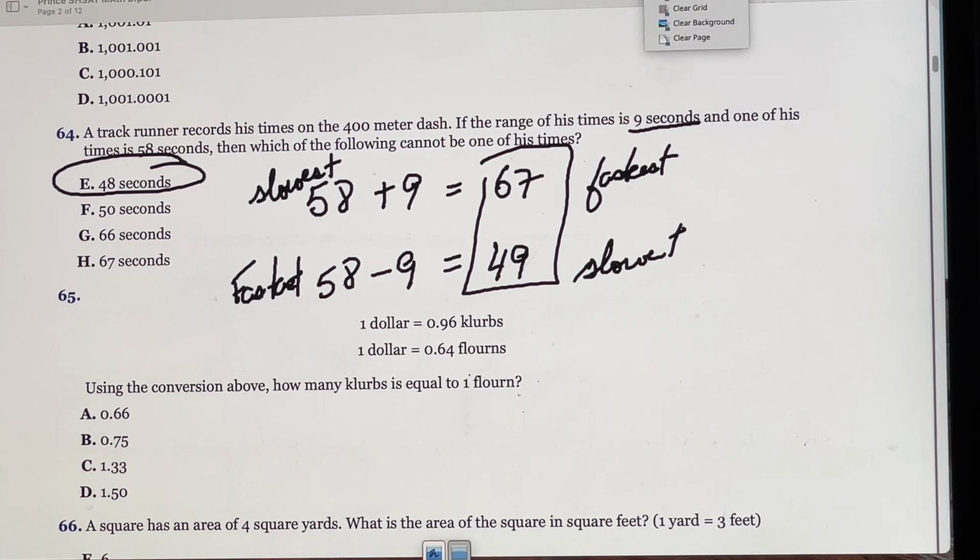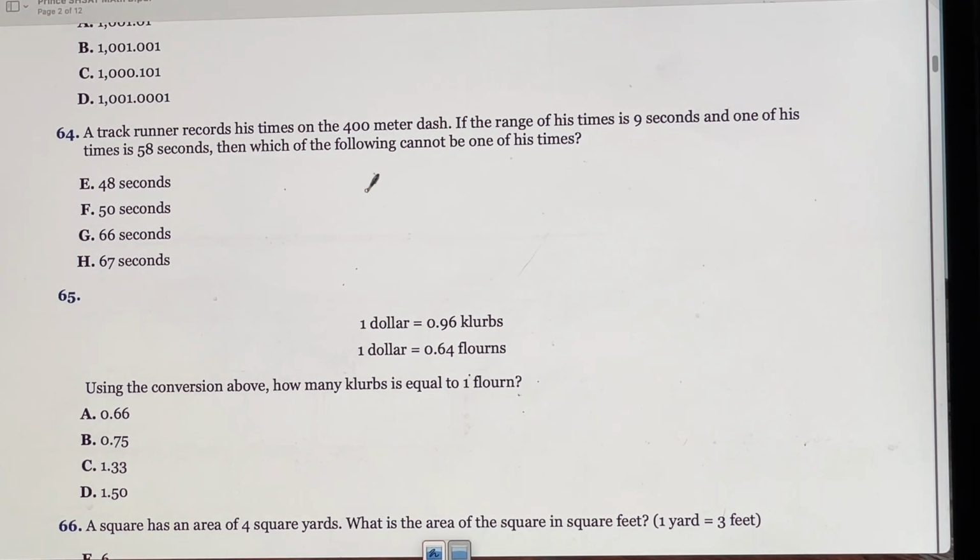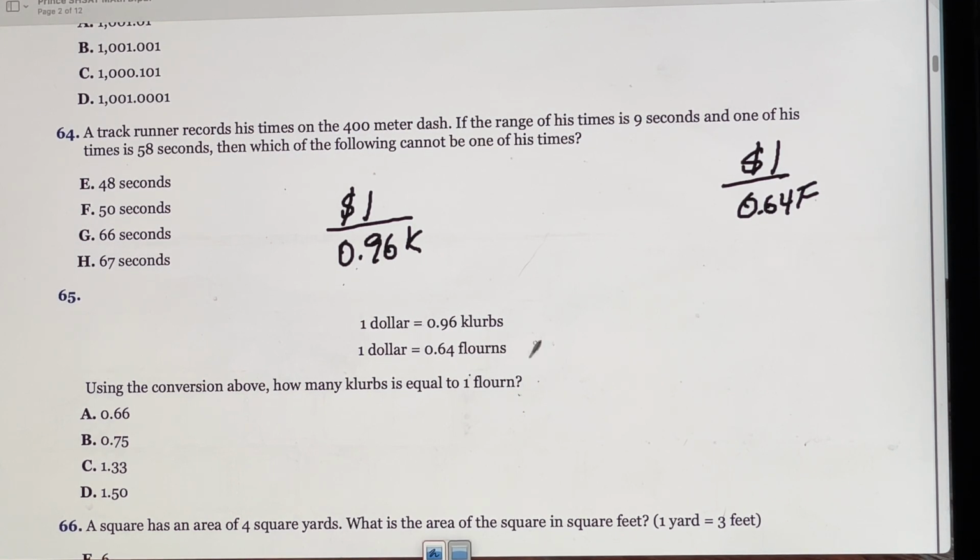65 is a unit rate question, right? It's just a unit rate question. So $1 is 0.96 K. I'm just going to write K. And they also tell you that $1 is 0.64 F. I'm not even going to pronounce that. So now what is one? How many clurbs equals one? How many flour? So this is what we're looking for.